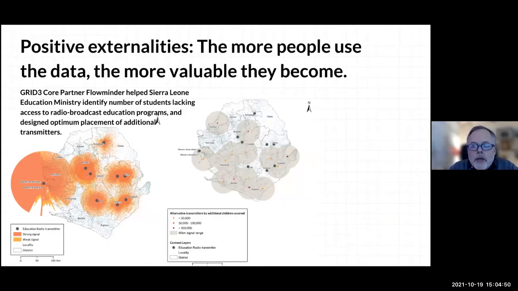And another reason that the work that goes into creating good core spatial data and helping people put it to use has been so powerful is that we benefit strongly from what economists call positive externalities, which means that the more that people are using the products and services, the more valuable they become.